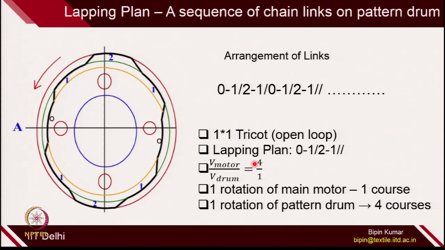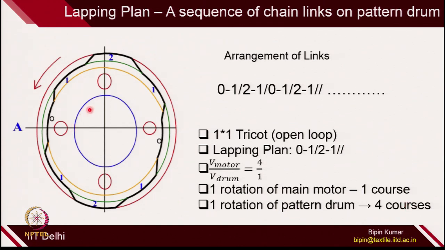So, every 1 rotation of the motor is making 1 course, and since here 4 courses are being formed by 1 revolution of the pattern drum, that is why the motor must have a speed 4 times higher than the drum speed. So, revolution speed of the motor should be 4 times higher than the drum speed. So, 1 rotation of the main motor is making 1 course and 1 rotation of the pattern drum is making 4 courses. It means the pattern drum is rotating at a smaller speed.